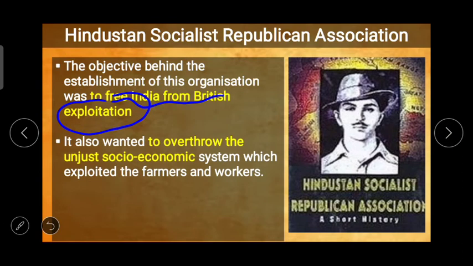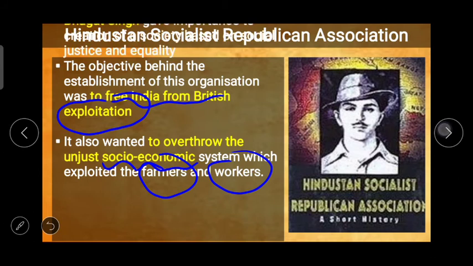It also wanted to overthrow the unjust socio-economic system which exploited the farmers and the workers, continuously working for more than 8 hours or for 12 hours, and different types of taxes for the farmers. It means, in other words, to establish equality in the society, or to give justice to the farmers and the workers.